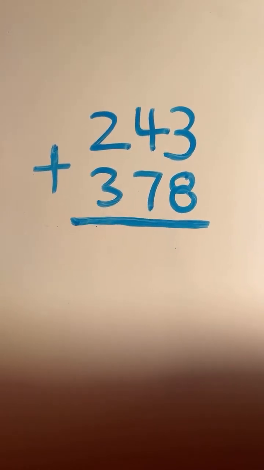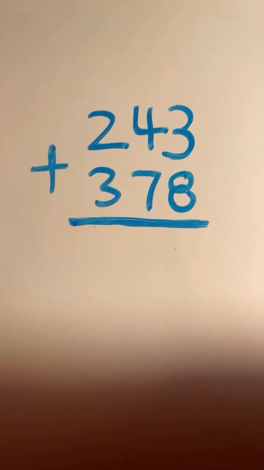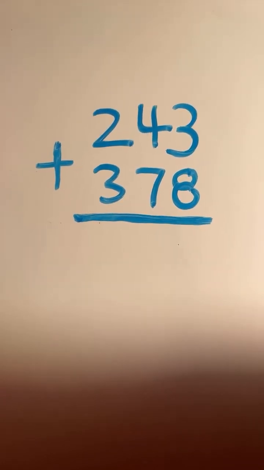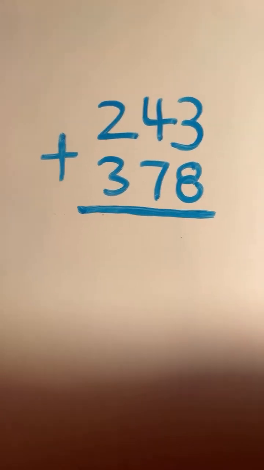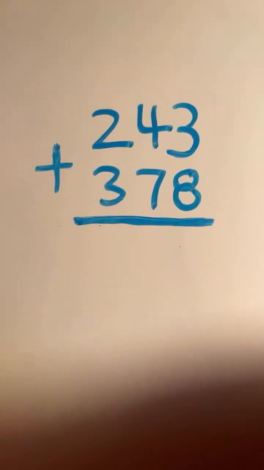So this video is going to be a brief review of 3-digit addition with regrouping. Our first example problem is 243 plus 378. And I'm going to go through step by step how to solve that problem.